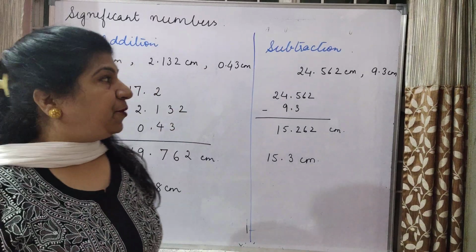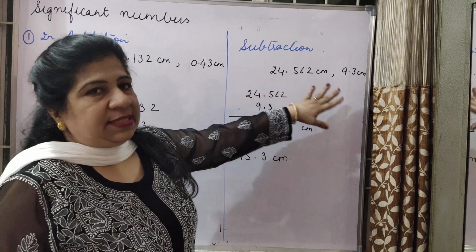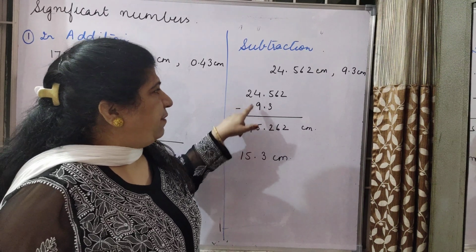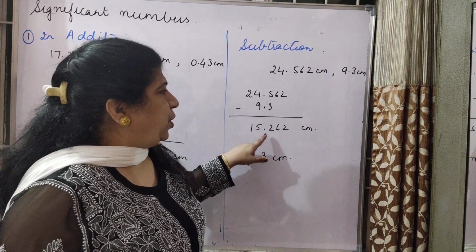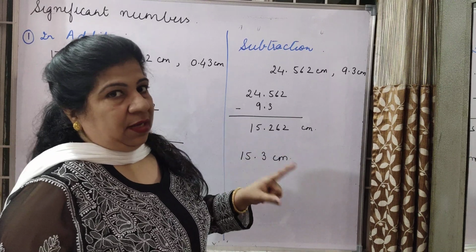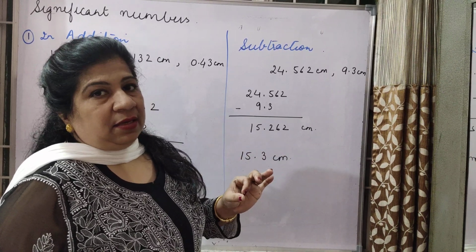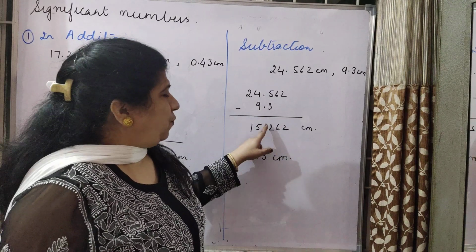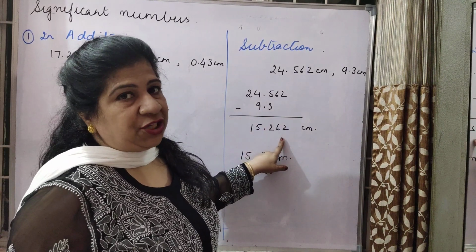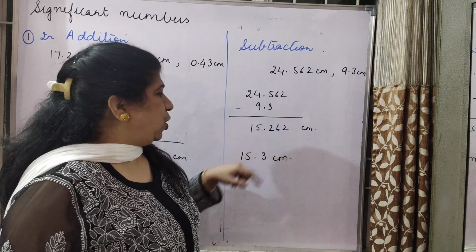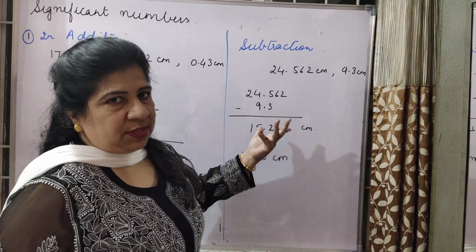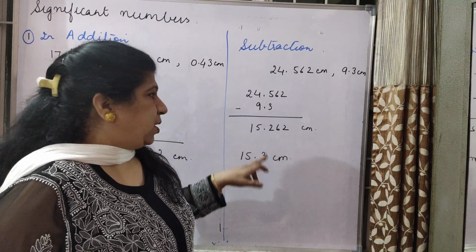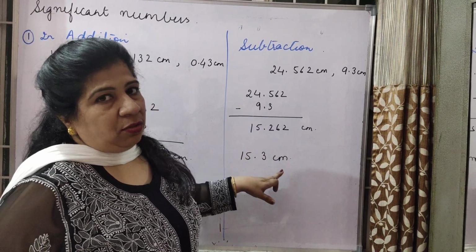Similarly for subtraction. Two lengths are given here. The values are written accordingly, and when you subtract this, you get 15.262. And again, the least number after decimal is 1 here. So we round off to one digit of decimal, and when you round it off, the 2 is replaced by 6, and when you drop 6, then 2 becomes 3, right? And this becomes 15.3 centimeter.